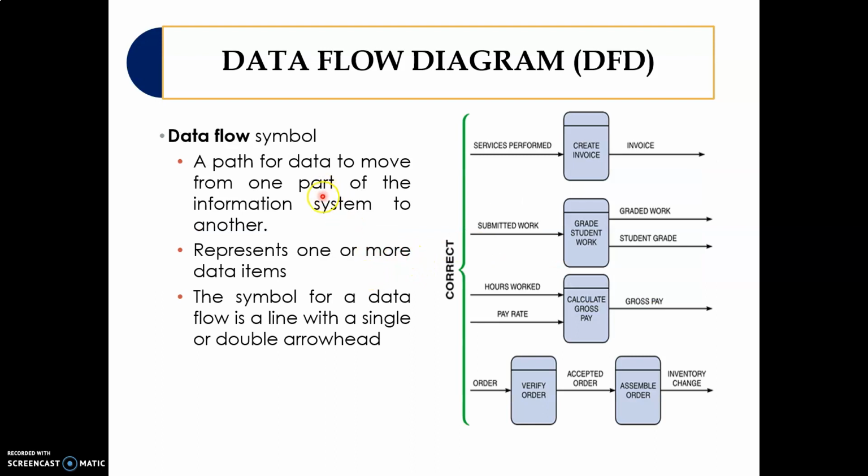Next is the data flow symbol, as you can see here. A data flow is a path for data to move from one part of the information system to another. A data flow represents one or more data items. The symbol for a data flow is a line with a single or double arrowhead.